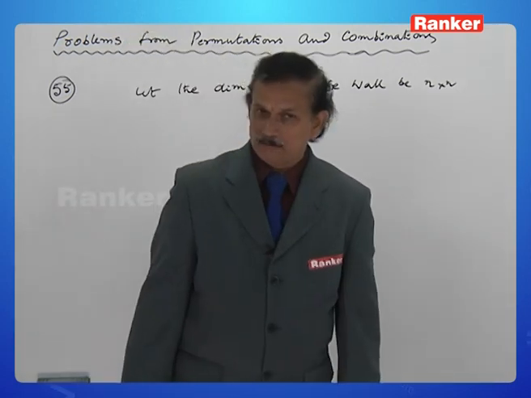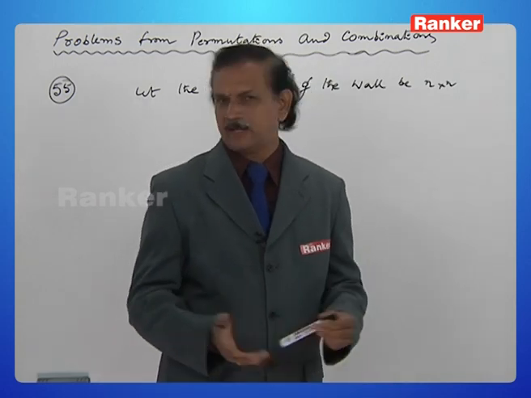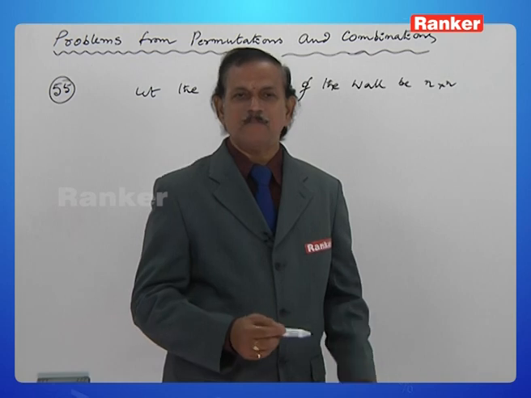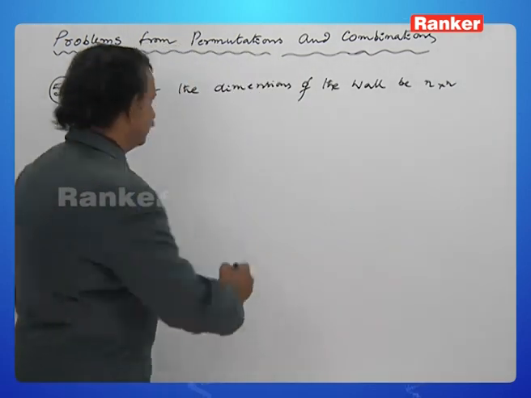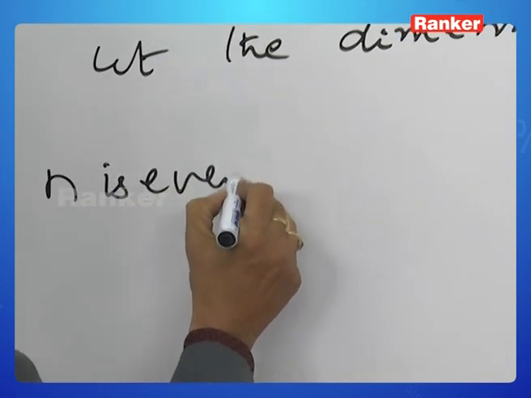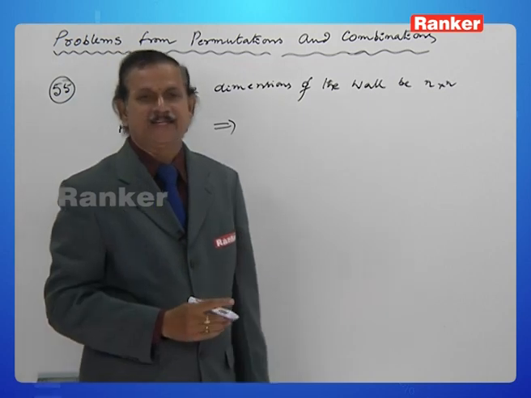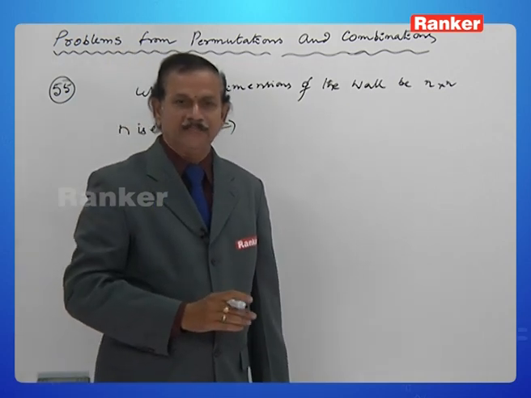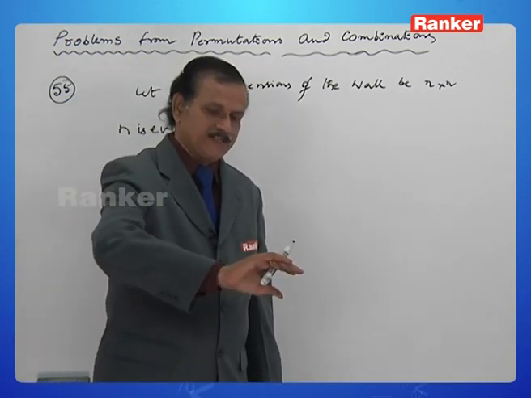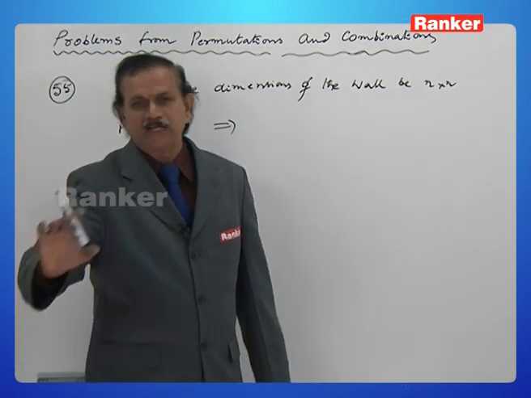Now here two cases will arise. n might be even or n might be odd. What happens? Let us see the two cases. If n is even, then what is the number of tiles in this diagonal? n. Again in this diagonal, n.